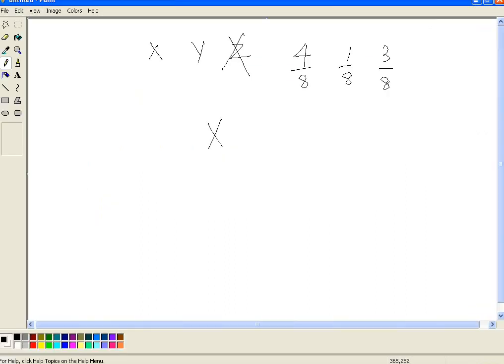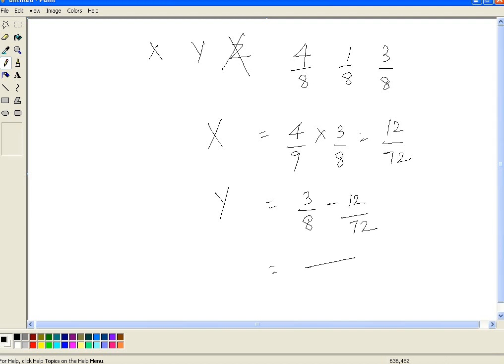So X's gain is equal to 4/9 of 3/8, which is 12/72. So Y's gain will be 3/8 minus 12/72. Okay, it will be 27 minus 12, which is 15/72.